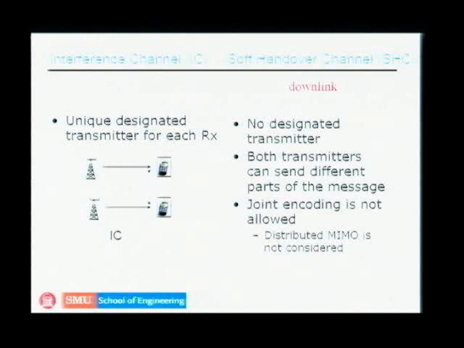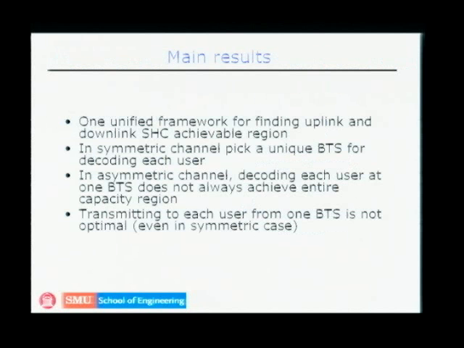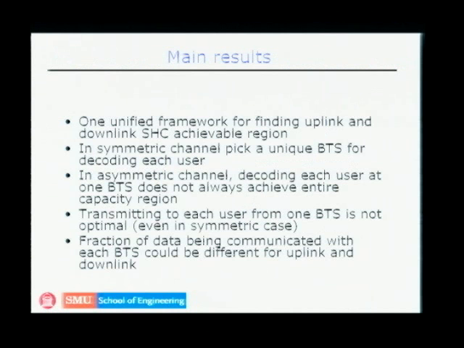And just to wrap up, it turns out that the fraction of data being communicated to each base station could be different in the uplink and downlink. What that means is I might send 70% of my data to base station 1 and 30% to base station 2, whereas in the downlink I might get 90% from here and 10% from there. It depends on what operating point you choose, even if the channel is symmetric in the uplink and downlink, so if you use a time division duplex system.